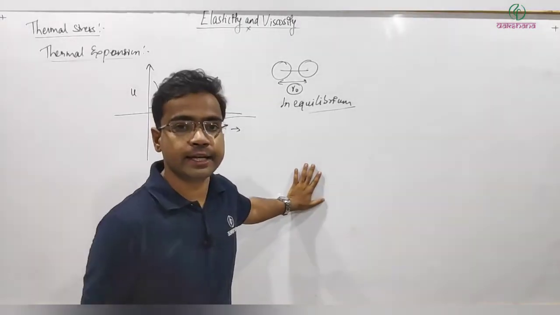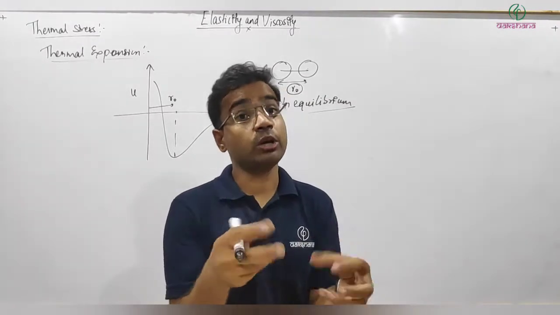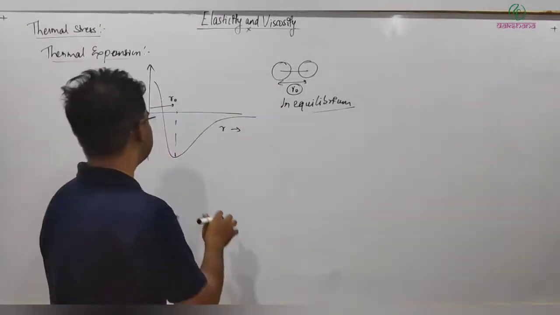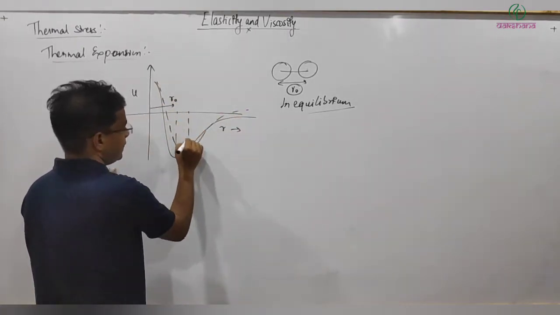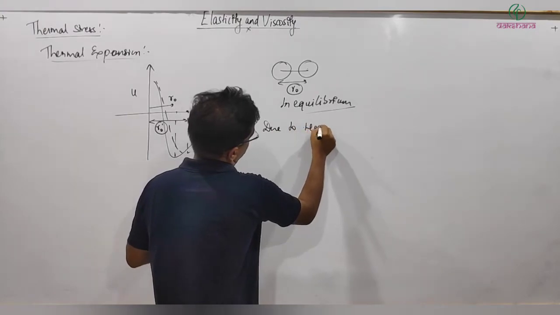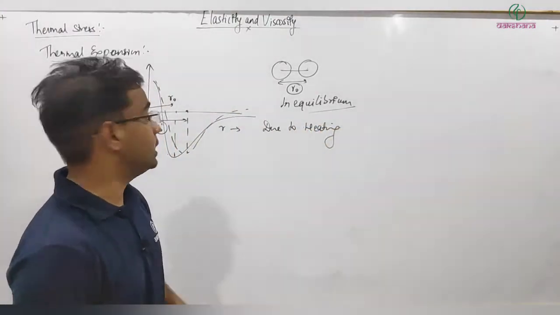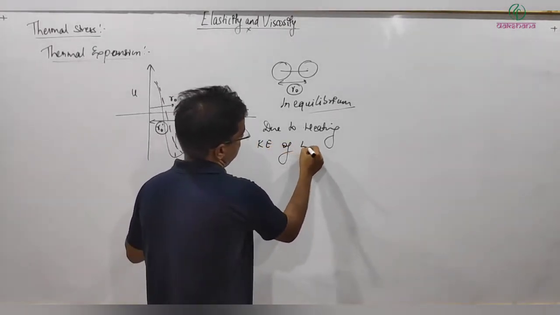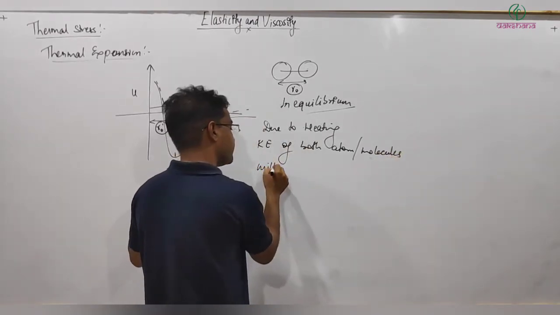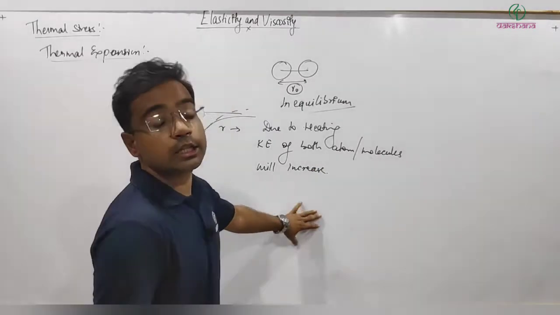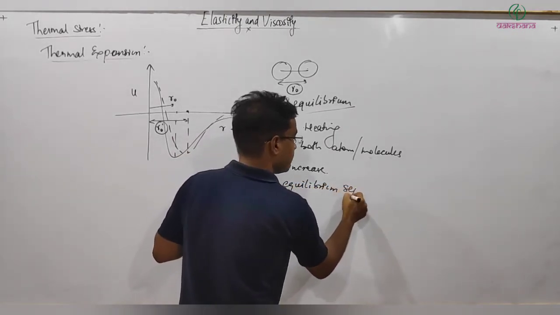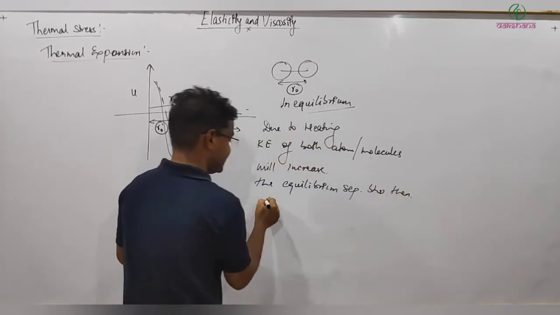Another thing is if I'm heating, in that case both of these atoms or molecules acquire some kinetic energy, so the potential energy also decreases, and kinetic energy they acquire. Because of that this graph also shifts a little bit here, and this equilibrium position changes to R naught prime, due to heating. The kinetic energy of both atoms and molecules will increase, and this changes the equilibrium position, or the equilibrium separation between them increases.